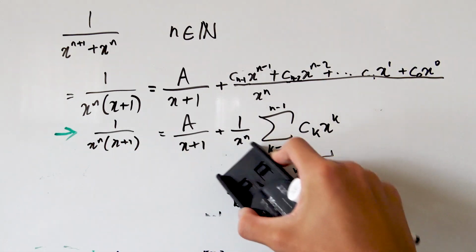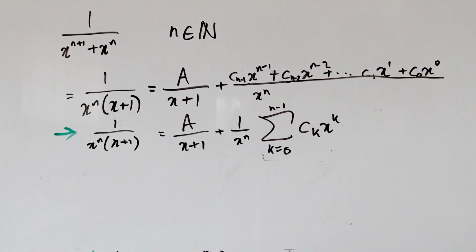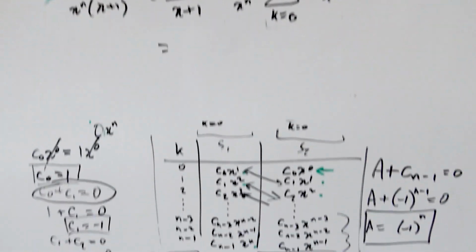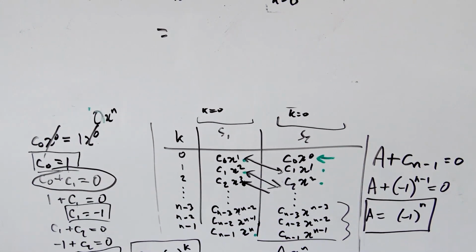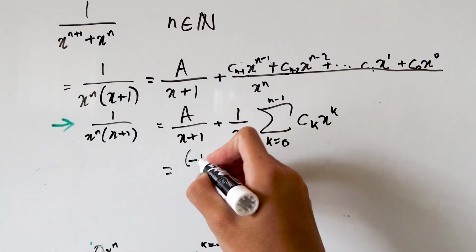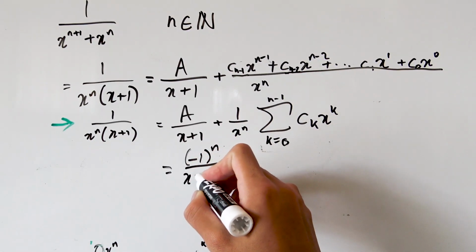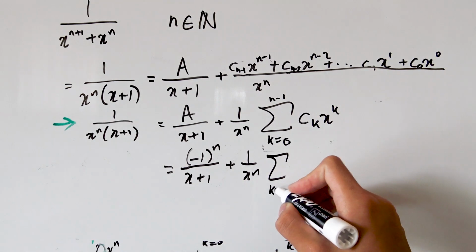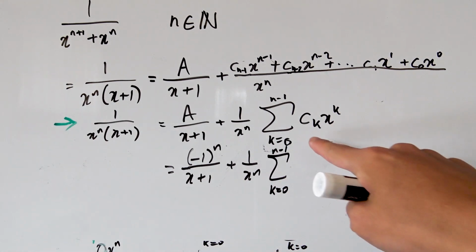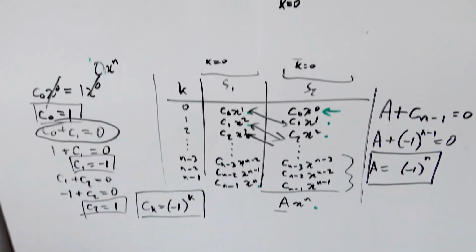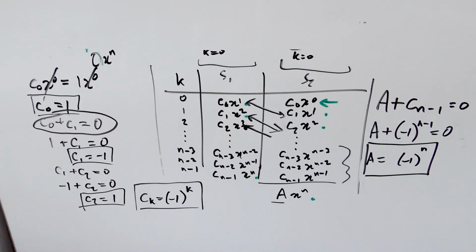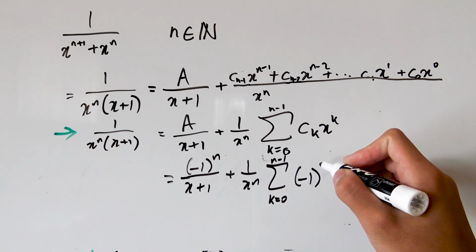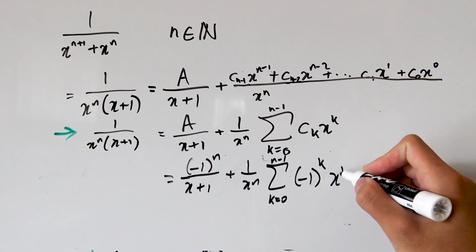So our fraction right here that we wanted to do partial fractions on will first of all be our constant a over x plus 1. But remember, our a we found out to be negative 1 to the nth power. So what we get here is a negative 1 to the nth power over x plus 1. And now we're adding this with 1 over x to the nth. And we have a sum running from k equals 0 to n minus 1. And we needed to figure out what our c sub k was. Well, we found a formula for c sub k right here, which was negative 1 to the kth power. So all we need to do is just substitute that in right here. So we have a negative 1 to the kth power, and we just have this final x to the k right here.